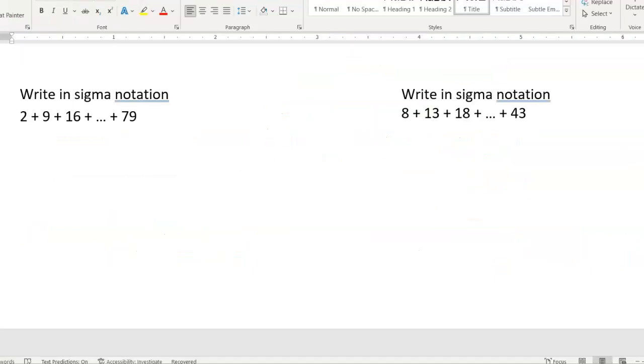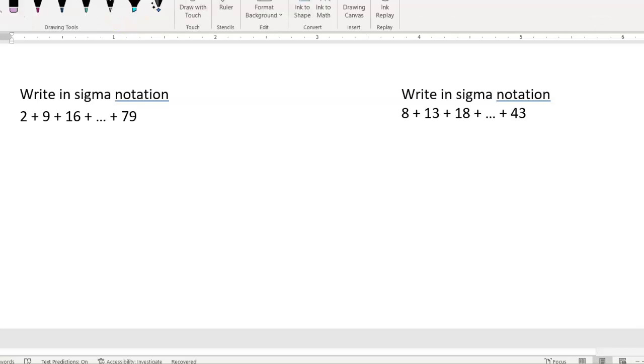All right, let's look at these last two now. For these last two, they give us something different. They want us to write this in sigma notation. They give us that this series starts with 2 and then goes to 9 and 16 and so on until it ends at 79. Now, the one thing that we're missing is we don't know the number of terms in the series. So let's figure out what we're trying to find and what we do know.